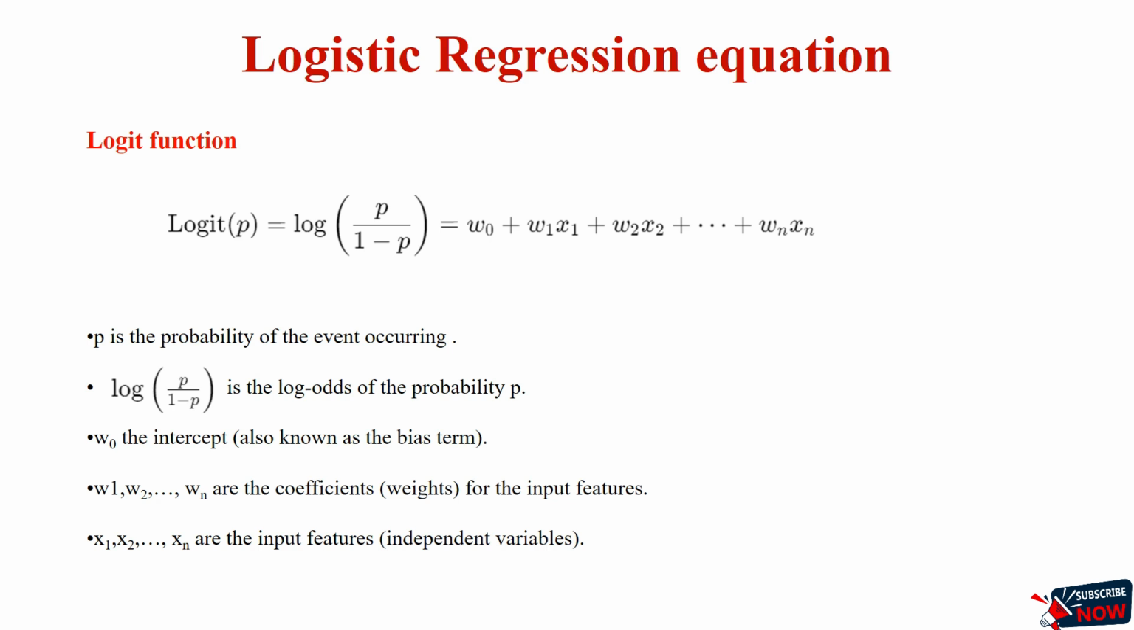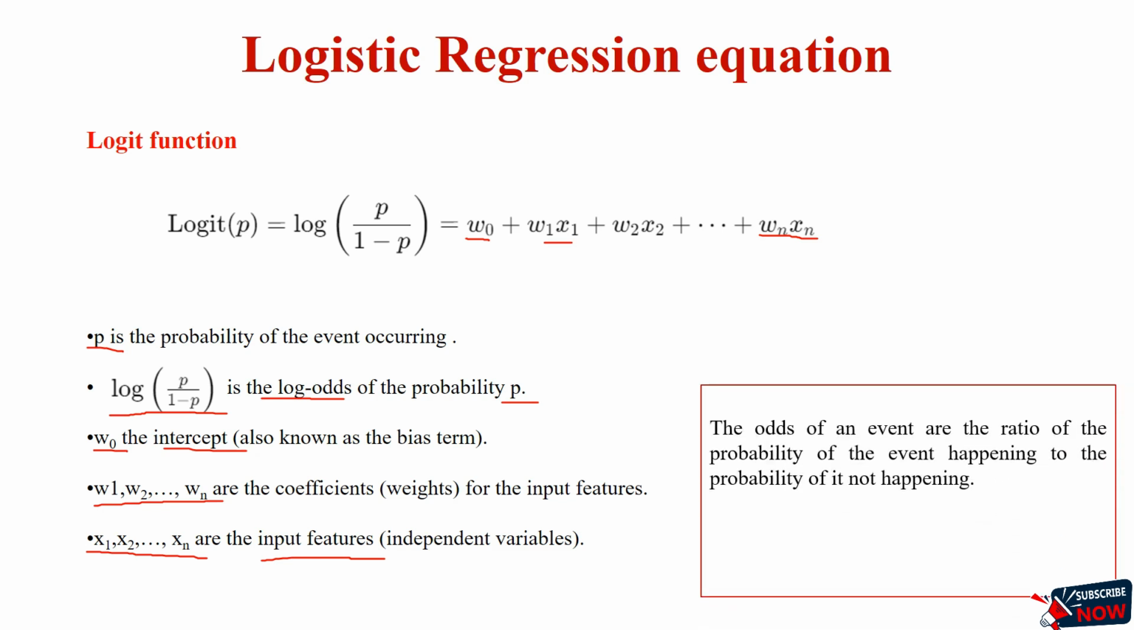This is the logit function. Logit of p is equal to log of p divided by 1 minus p, which is equal to w0 plus w1 x1 plus w2 x2, and it goes on till wn xn. In this formula, p is the probability of the event occurring. Log of p by 1 minus p is the log odds of the probability p. W0 is the intercept, and w1, w2 till wn are the coefficients or weights for the input features. x1, x2, xn are the input features.